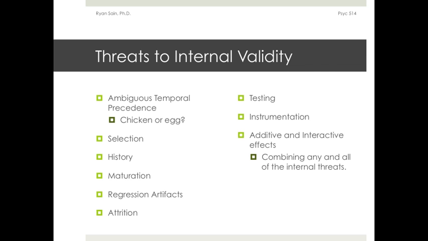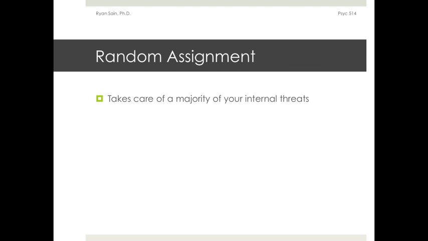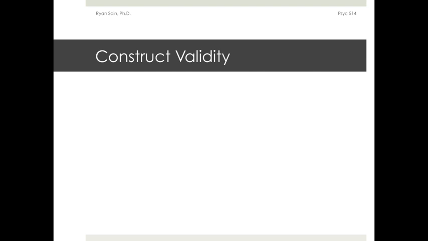These things combine with each other. You can have history selection effects, maturation testing effects, regression and attrition effects, and so on and so forth. And they kind of become an infinite sort of threat in and to themselves. Random assignment takes care of a majority of these, right? Believe it or not. These are most easily addressed through random assignment. Right? And that's why quote-unquote true experiments require random assignment, because it rules out all these threats to internal validity. Does it guarantee that it didn't happen? No, but it makes it really extremely unlikely.